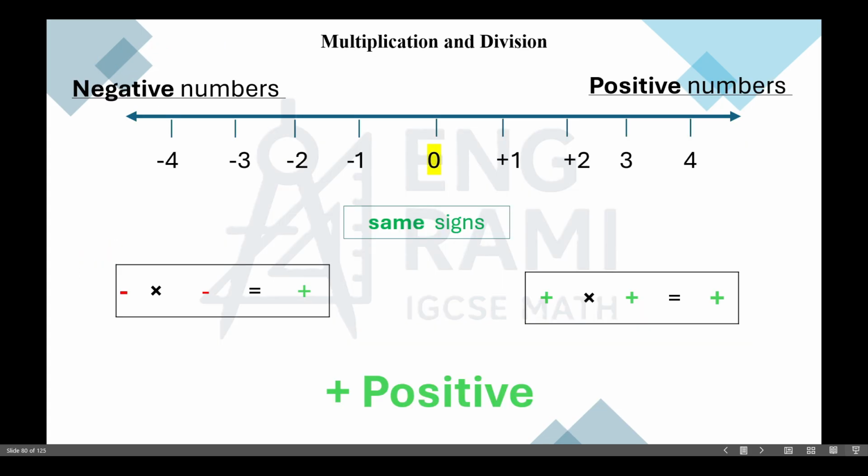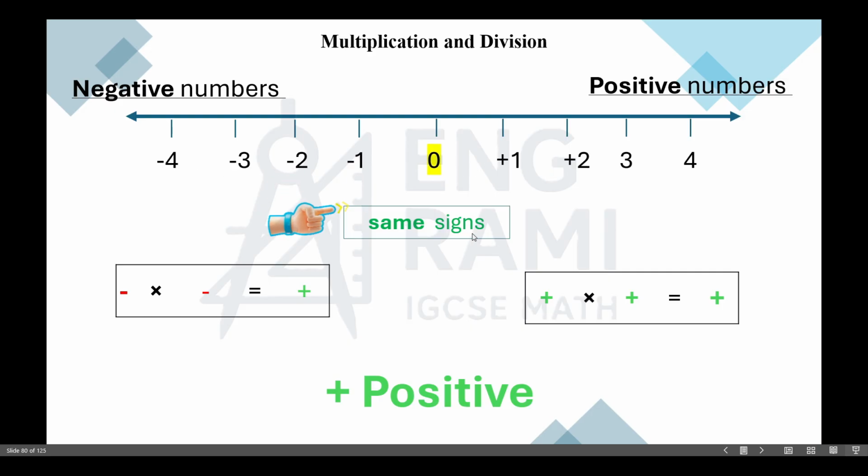We all know that we have positive numbers to the right of 0, and we have negative numbers to the left of the number 0. The positive numbers have a positive sign on the left side of the number, and this sign can sometimes be hidden. We have negative numbers on the left side of 0, and they carry the negative sign on the left side of the number.